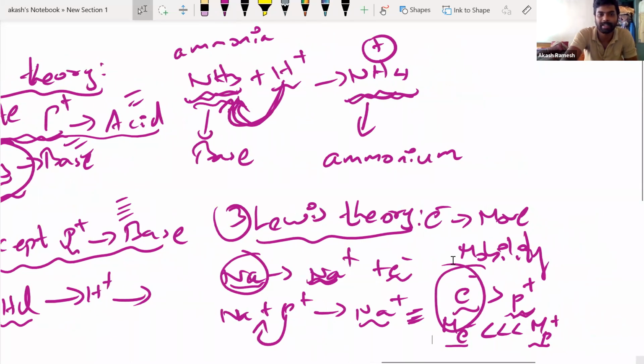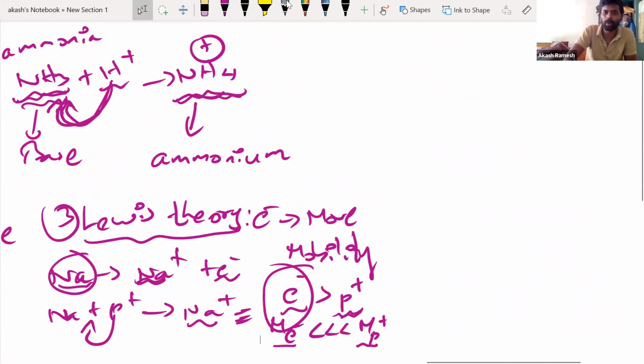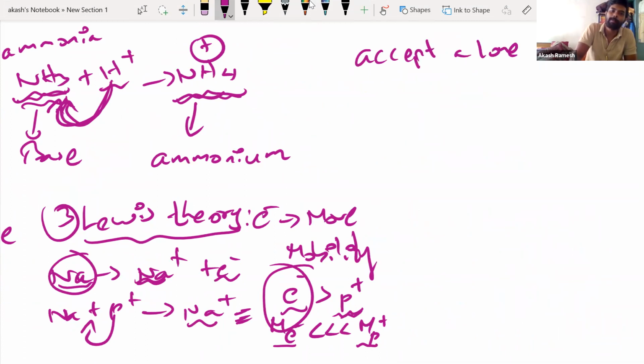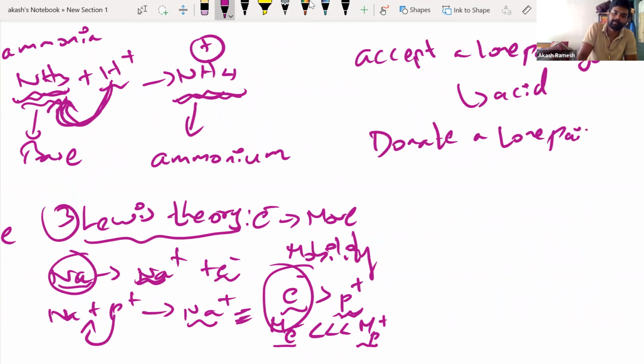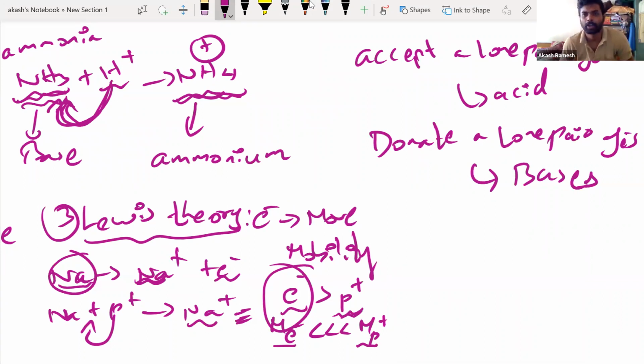What does Lewis theory say? It says that if something is able to accept a lone pair of electrons, it is called an acid. In the same way, whichever species is able to donate a lone pair of electrons is called a base. Okay, fine.